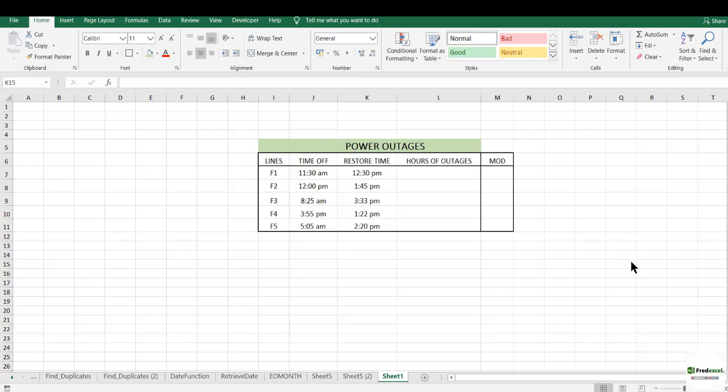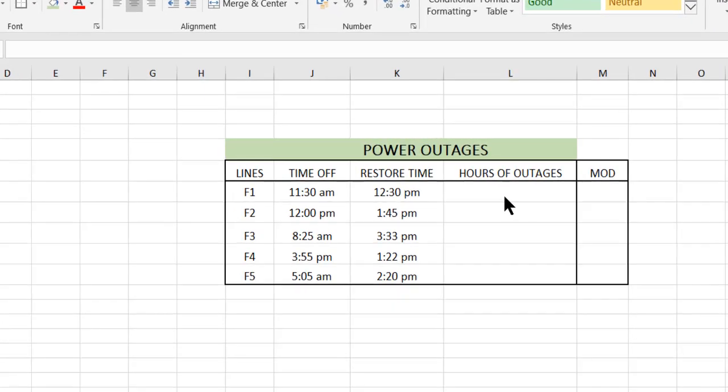Stay safe, learn Excel under 2 minutes. Today I have a challenge sent by one of the engineers who work on power lines, and they want to calculate the number of hours each time their lines go off. So they have 5 lines and they record the times it goes off and the time it is restored. Now they want to calculate the hours of outages.